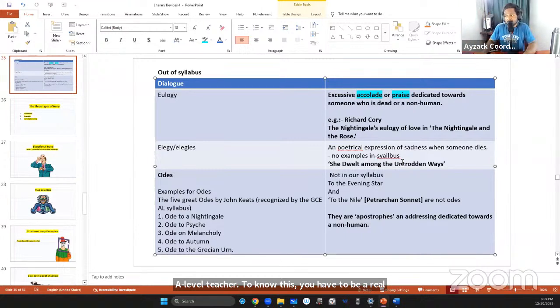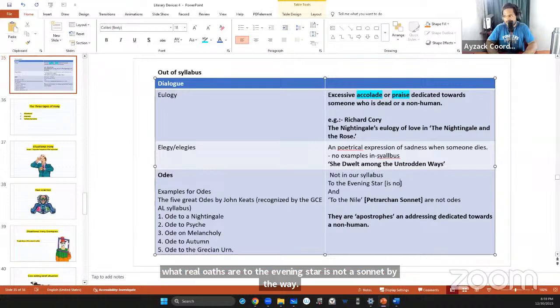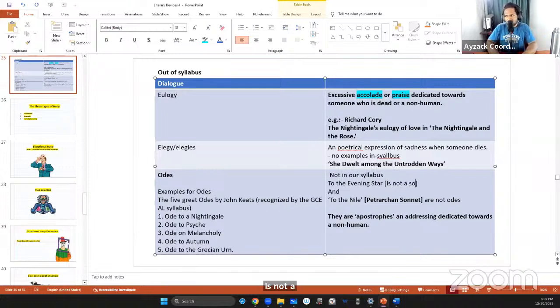To the Evening Star is not a sonnet, by the way. Please screenshot this. If you guys want to impress a few teachers at school, memorize these parts and let it rip. Let them know the knowledge you got through Javed's seminar.